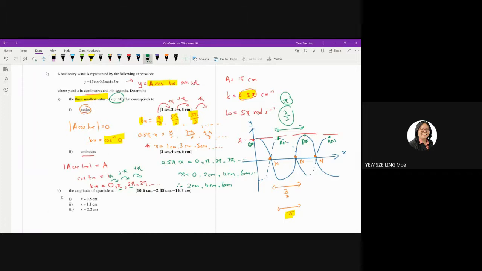If you're done, you may try question B. So question B is just very simple. It's asking for the amplitude of a particle. So you look at the question carefully. It's asking for the amplitude of a particle. So which part of the equation should you use? Which A should you calculate? Now think about that.